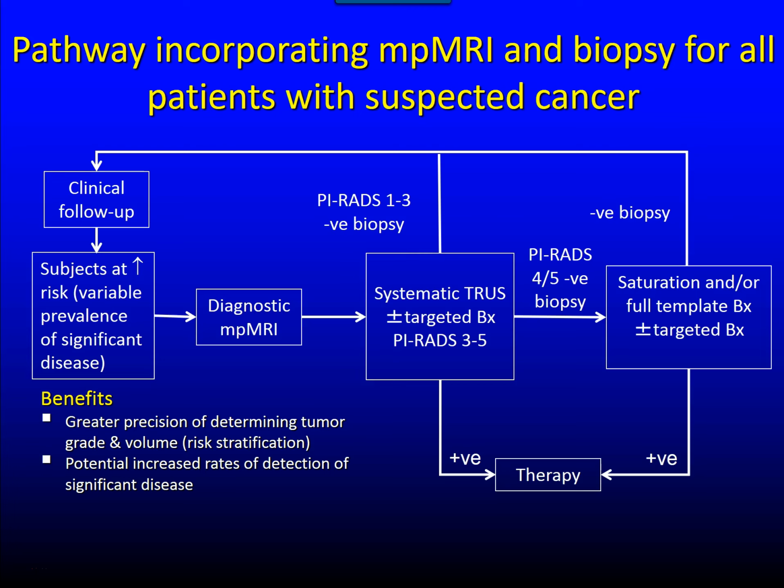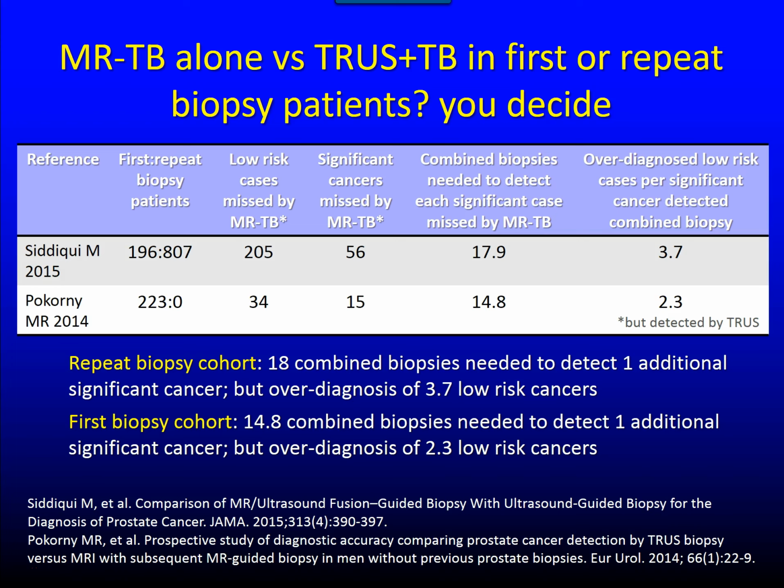Now, that's what the pathway looks like now. So you've made your diagnosis. Here's your systematic truss plus targeted biopsies for lesions, and you know that you would get these benefits. You would have greater precision in diagnosing tumor grade and volume, in other words, risk stratification, and you would increase the rates of detection of clinically significant disease. The problem with this approach is overdiagnosis. How much overdiagnosis occurs with this approach? Well, it depends on your cohort of patients.